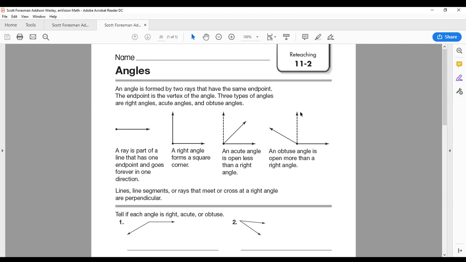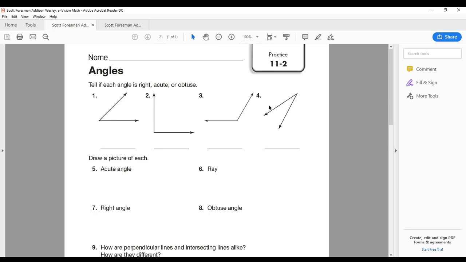So now we're going to jump on over to practice 11.2. This is your assignment. If you have a printer, great, you can print it, fill it in, and send us a picture. Otherwise, you can just write your answers on a piece of paper, take a picture, and send it to us. In Schoology, submit it as an assignment.